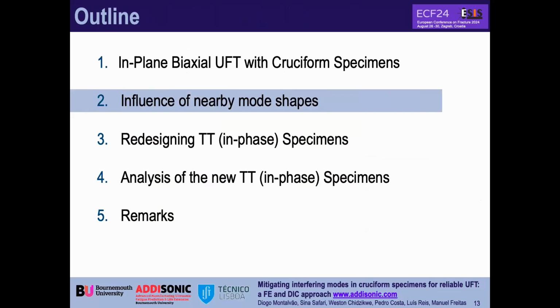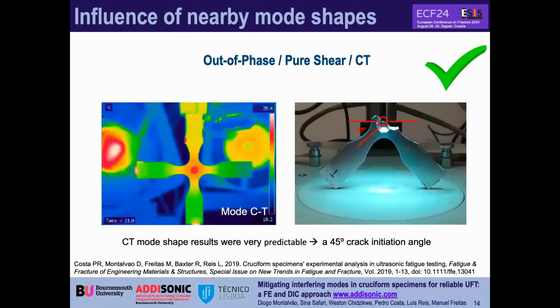Okay, so moving now to the influence of the nearby mode shapes. Regarding the out-of-phase loading, we have achieved very good, very predictable results. As you can see here by demonstration from this specimen, at the end we can measure a crack initiation angle around 45 degrees. So the things run perfectly and we reach very good results.